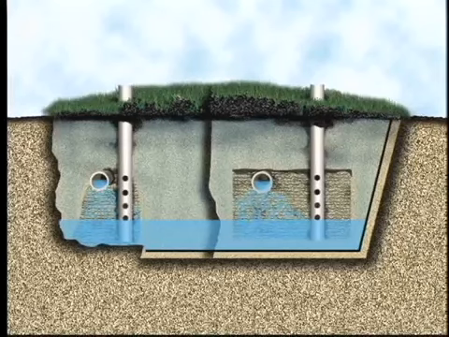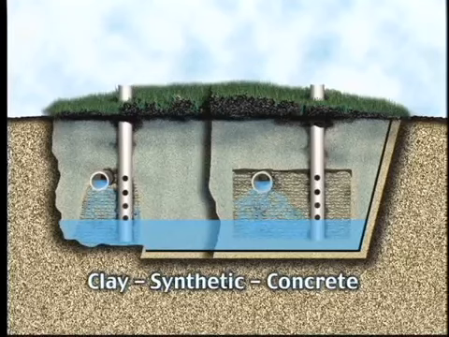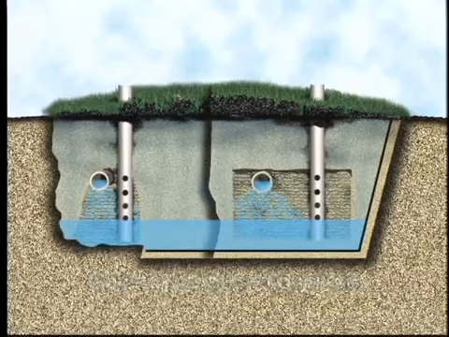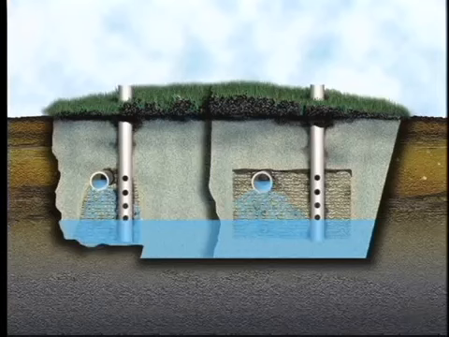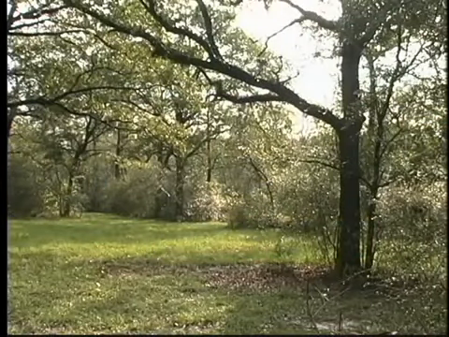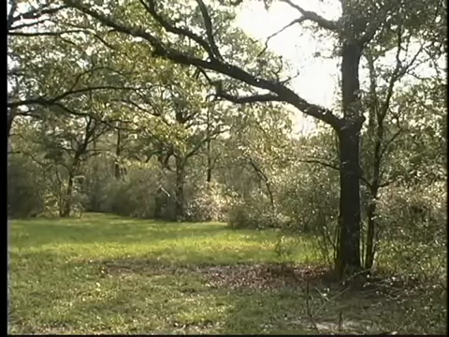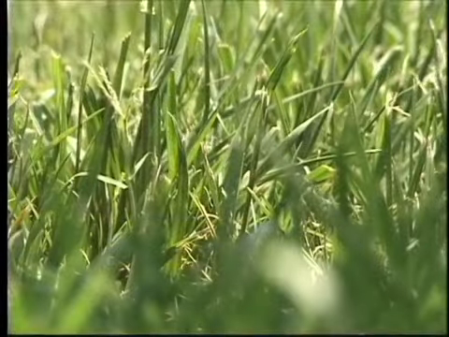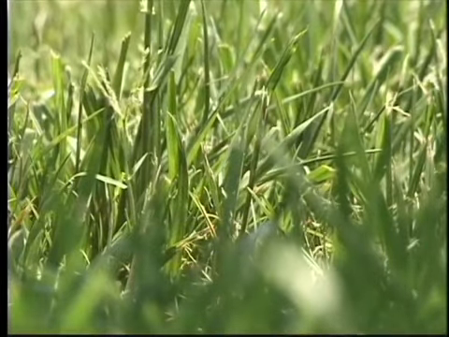Gravelly sands and karst soils require a liner. This can be made of natural clays, synthetic lining, or concrete. Lined beds are used for impermeable soils like clay. Plant cover is essential for the proper function of these systems. Grasses and other plants must be well maintained for them to work properly.